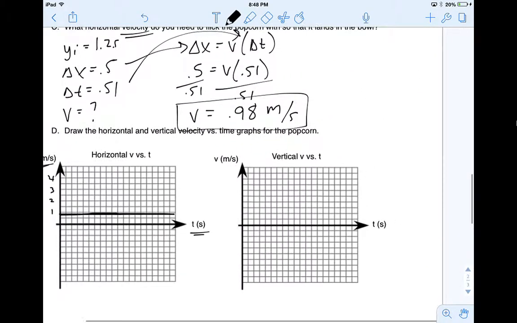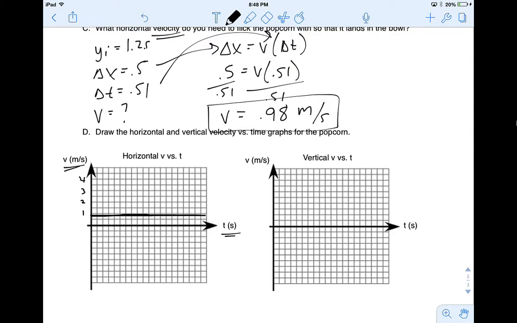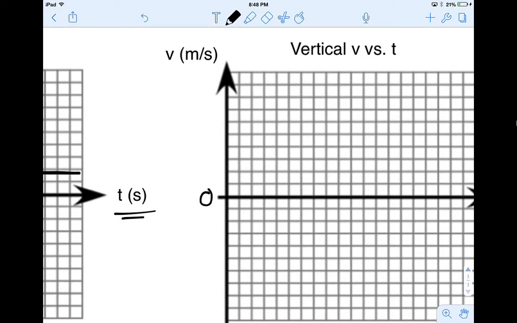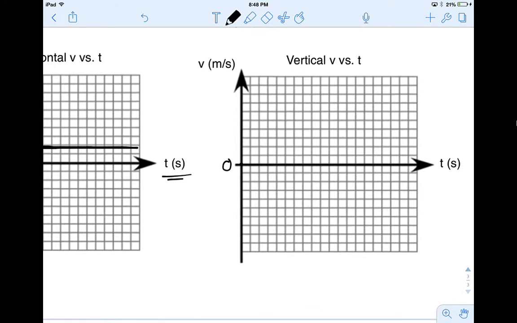Now vertical velocity, the up and down velocity. We know it starts at 0, and it's going to decrease just like that. It's going downhill, but it's actually getting faster. So anytime it's falling down, that's what our vertical velocity versus time looks like.